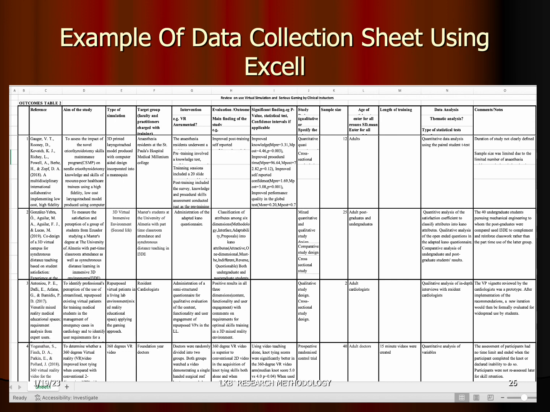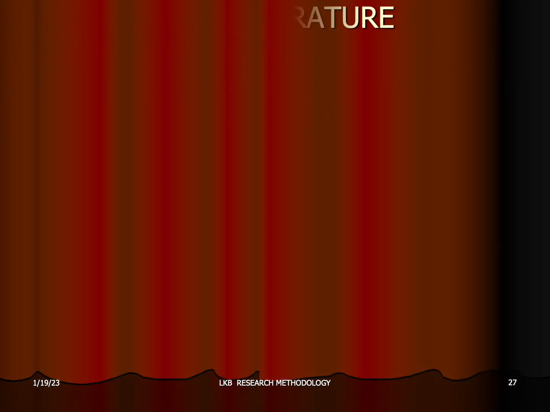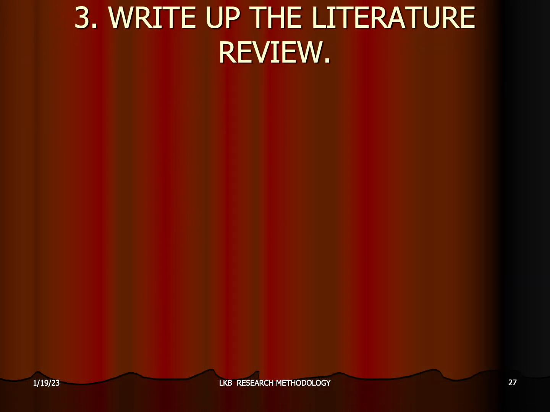That's pretty easy to generate, so that at a glance you'll be able to see what literature is available and what is the general take. So once you have extracted the data using Excel, then you want to write up the review. So how do we write up the literature review?